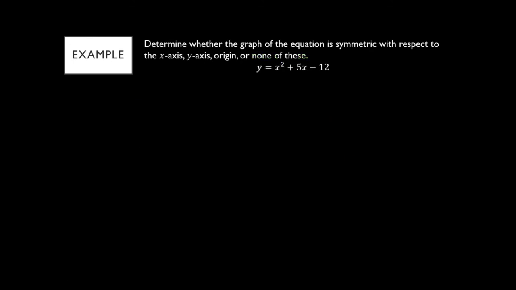Okay, so this is my last example here. And so this is a quadratic equation. We have y equals x squared plus 5x minus 12. So when you're looking at this, you want to think of this in terms of being very similar to the one we just did. We've got an x squared instead of an absolute value of x, but those kind of operate the same way when you're testing symmetry.